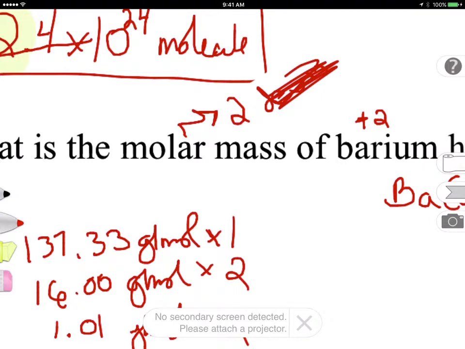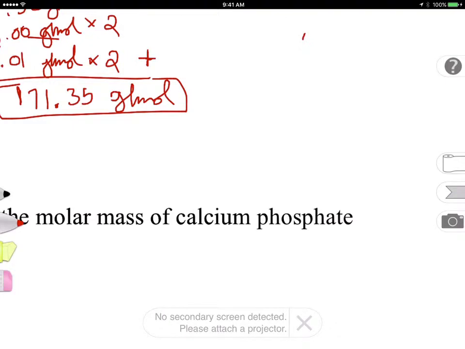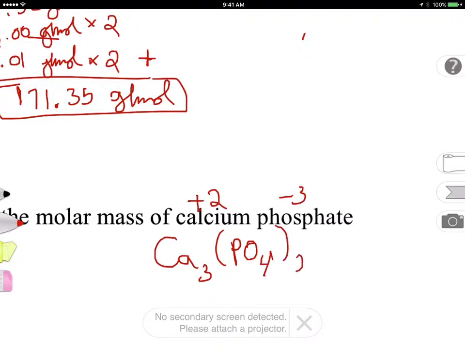Write that on there. Next one. What is the molar mass of calcium phosphate? Again, do your formula first. Calcium is a +2. Phosphate is a -3. We're going to be looking at Ca3(PO4)2 as our final formula.